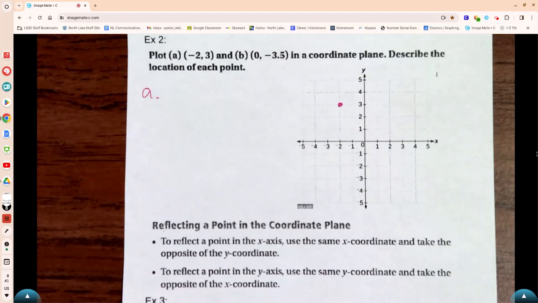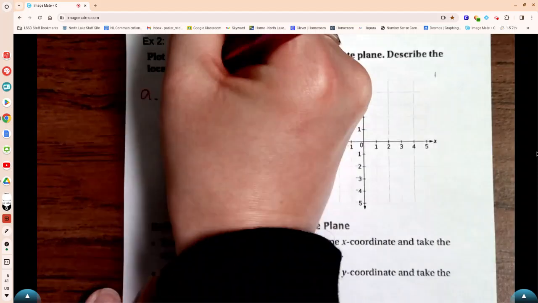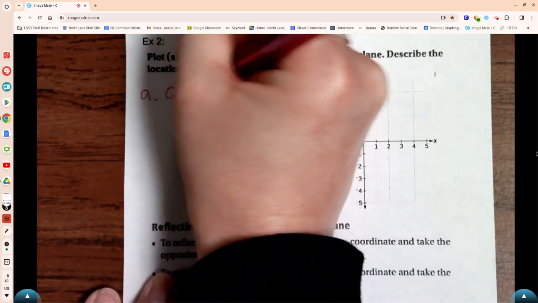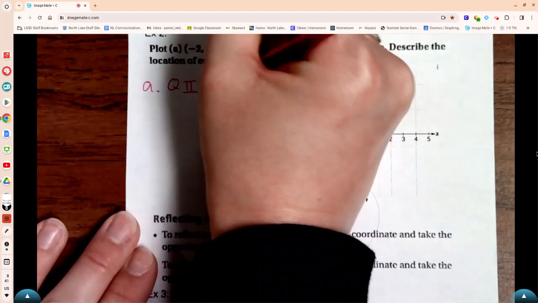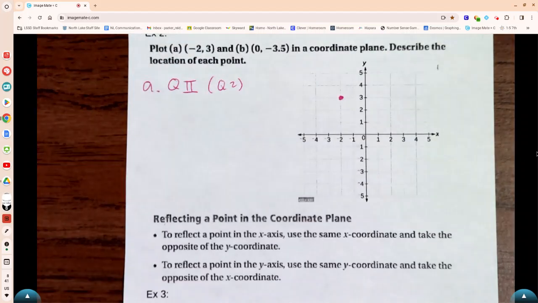So I've done the first part, I've plotted it. Now I need to describe its location. Who can tell us which quadrant this is in? Natalie? And I'm going to write it with the Roman numerals. Quadrant 2. It's like 2 I's. Quadrant 2. If you're like, what the heck? You can write Q2 so you remember that's what it means.